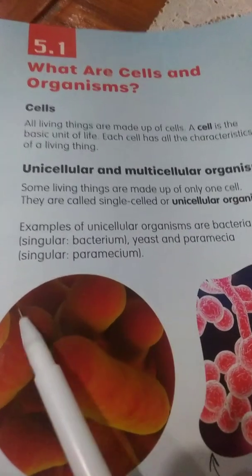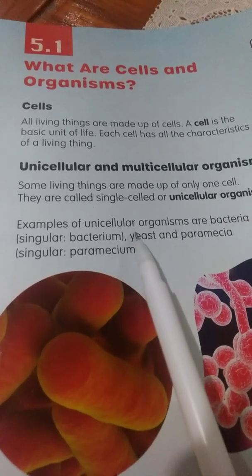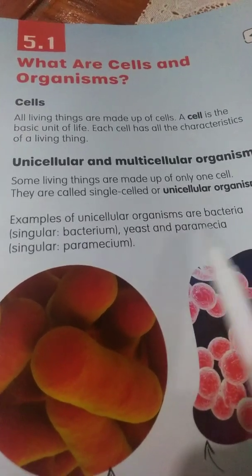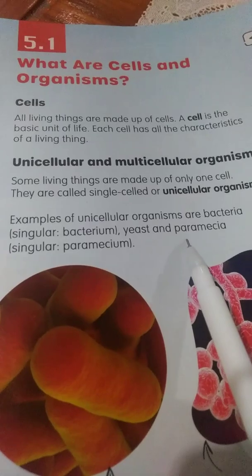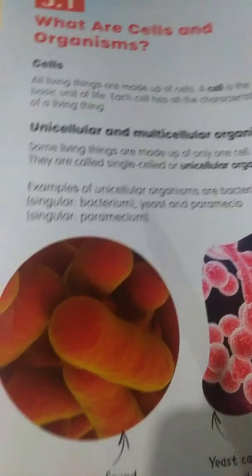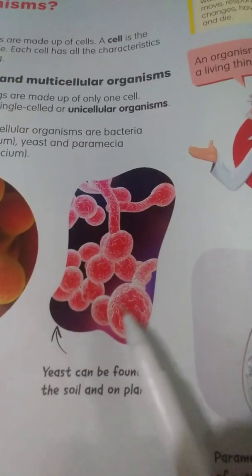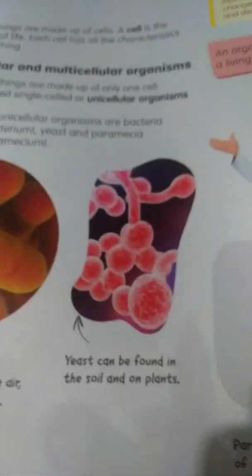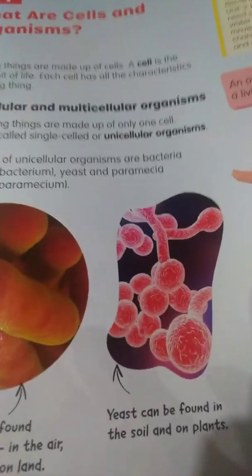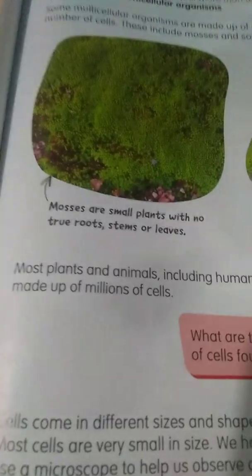What are the examples of unicellular organism? There are bacteria and then yeast and then paramecia. You can see this is the microscopic view. Ada bakteri, ada ragi, kemudian ada paramecium. These are the examples of organism yang hanya memiliki one cell.